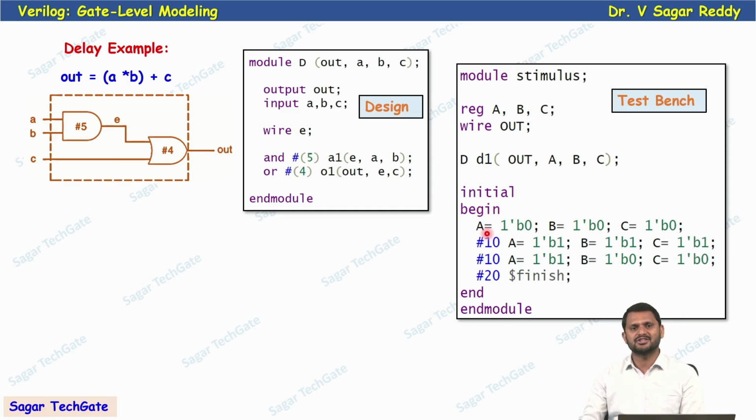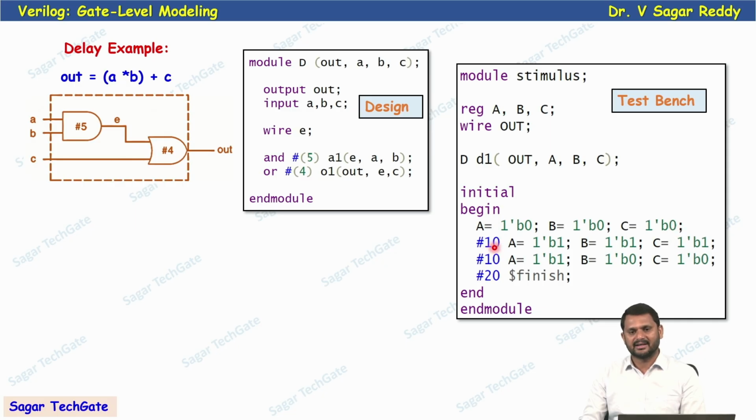So now, initial and always are procedural blocks. The statements written in the initial block are executed one by one. These are all sequential statements. They execute one after another in the order in which we write them. So now a equal to 0, b equal to 0, c equal to 0.